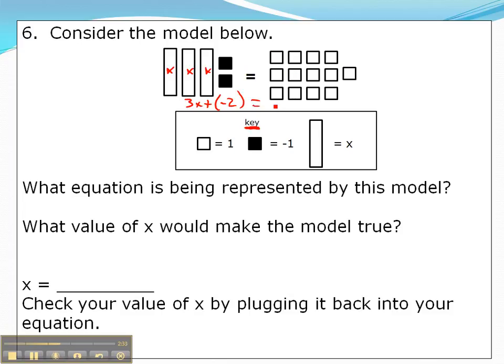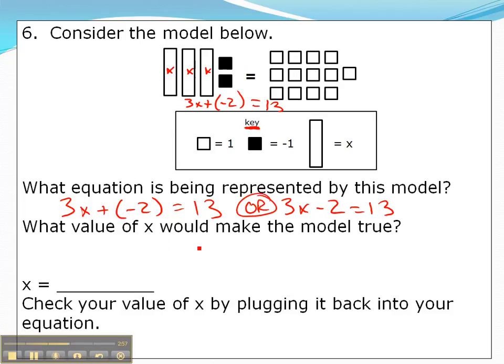3, 6, 9, 12, 13. 3x plus -2 equals 13. Another good answer would be 3x minus 2 equals 13, because adding a -2 is the same as subtracting 2. So either one of these would be good.